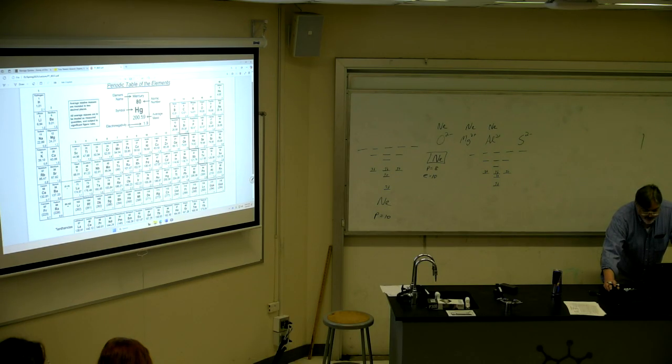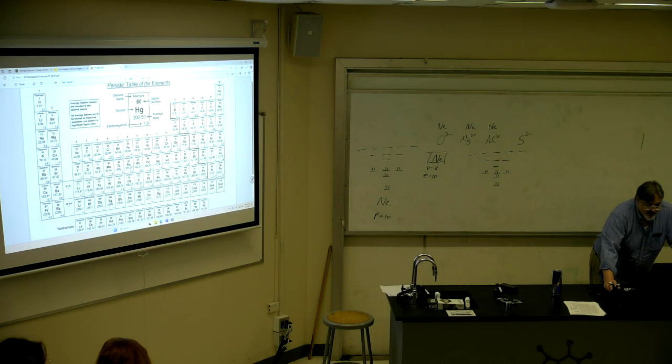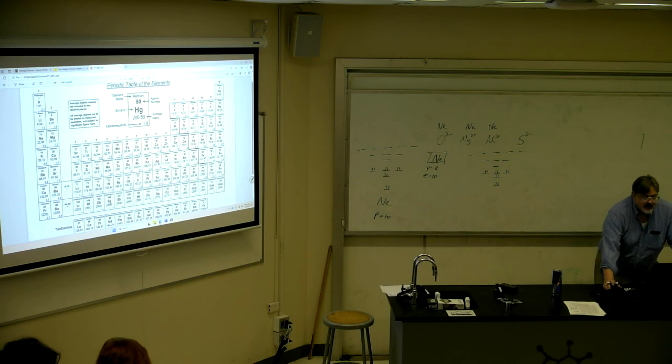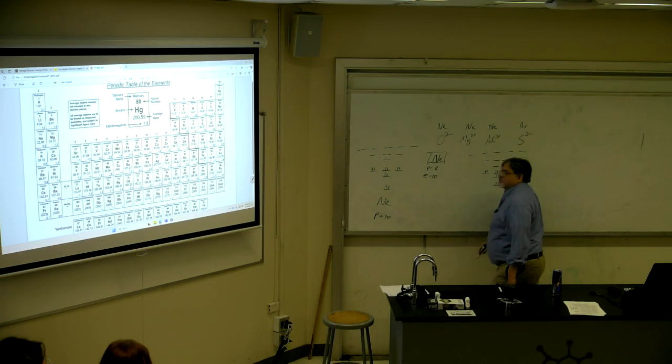Oxygen gains 2 electrons and becomes neon. But it doesn't become neon, it has the same electron configuration. Magnesium loses 2 electrons and ends up with the same electron configuration as neon. Aluminum loses 3 electrons and ends up with the same electron configuration.